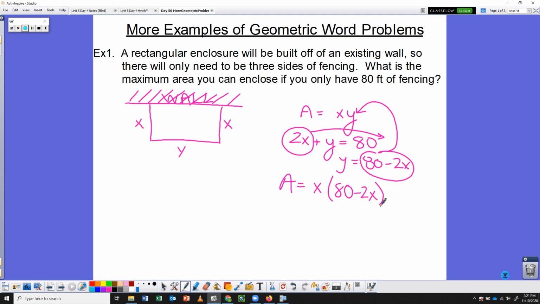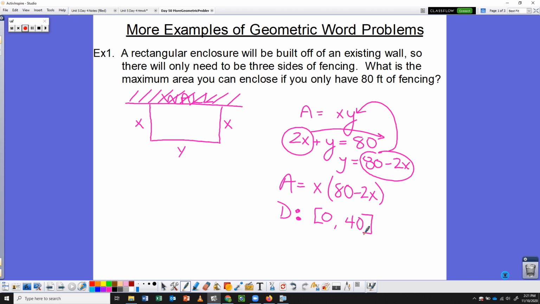But before I go typing this into my graphing calculator, I am going to need to figure out what is the domain for this problem. What are the possible values for x? And first of all, because x is the width of the rectangle, we know that the lowest we can go is 0. And because two of the pieces in the picture are labeled with x and we only have 80 feet of fencing, even if I decided to use all of my fencing to make those two pieces that are labeled x, that means the biggest I could go for x would be 40.